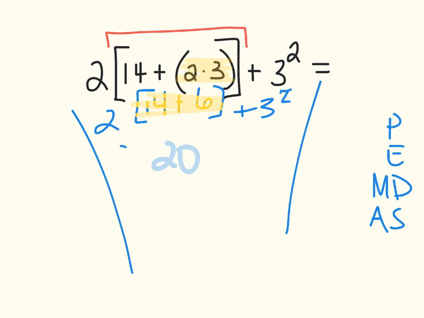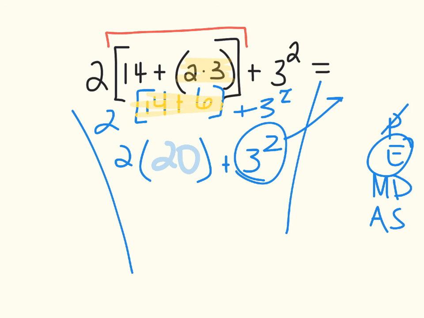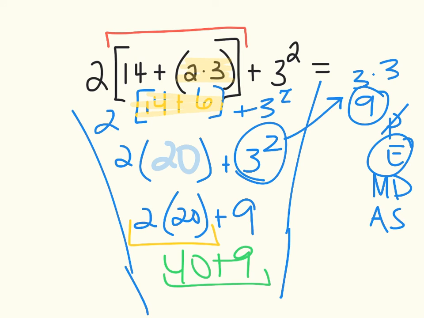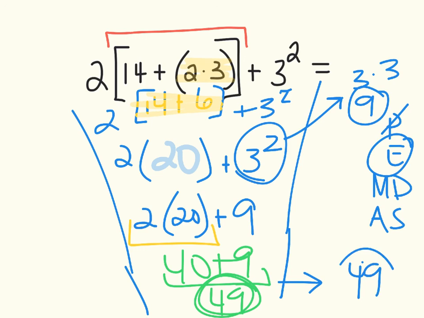And I'm going to do 2 parenthesis 20 plus 3 squared. No more parentheses. Now I'm on to exponents. 3 squared is the same as 3 times 3, which is 9. So now I have 2 parenthesis 20 plus 9. I'm going to do multiplication next. 2 times 20 is 40 plus 9, and 40 plus 9 is 49. So my answer to this problem would be 49.